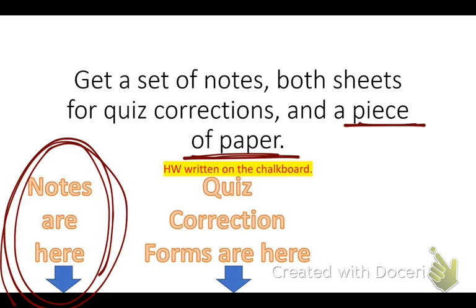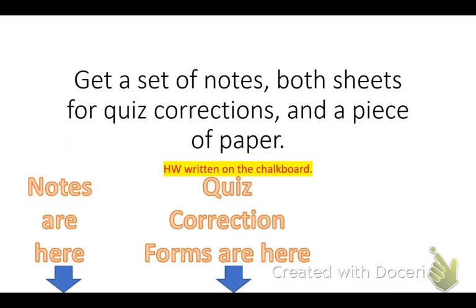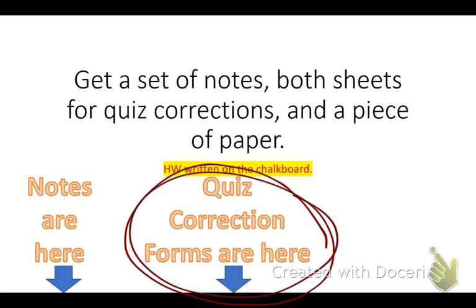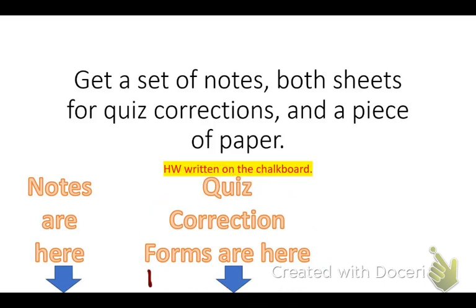Also note that the homework is written on the chalkboard. I'll mention it again at the end of class. The last thing is you should have 2 quiz correction papers. There should be one here, and there should be one right here. So you should have 2 of them because you're correcting 2 quizzes, 3.1 to 3.2, and then 3.3 to 3.5.